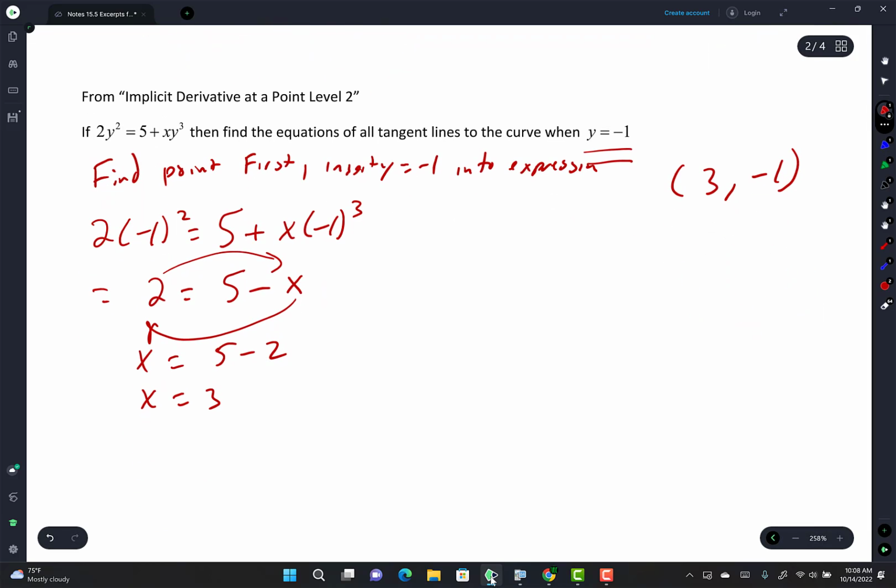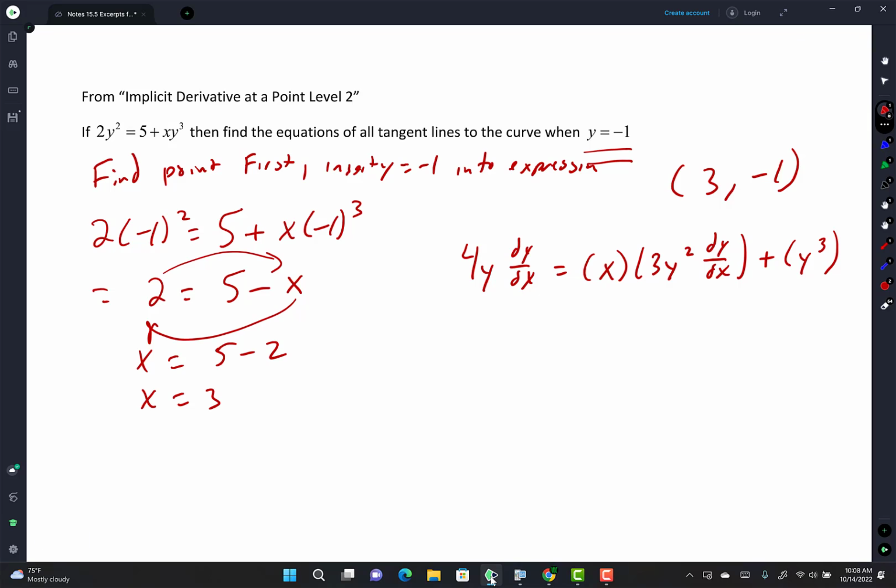I'm going to take the derivative implicitly. What's the derivative of 2y squared? 4y dy dx equals, what's the derivative of, what rule do I have to use for the xy cubed? Product. So first times derivative of the second, 3y squared dy dx, plus second, y cubed, times derivative of the first, which is just 1. So here we go, putting it in pretty order.